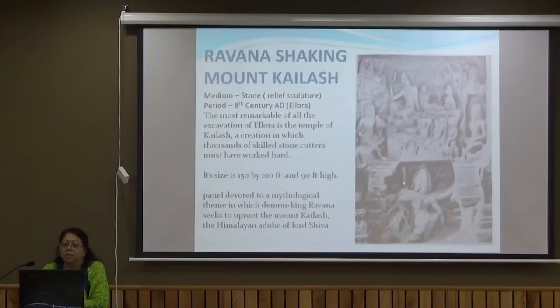Next is Ravana shaking Mount Kailash. Here you could see it is of Ellora, done in the 8th century, and hundreds or thousands of skilled stone cutters have worked here. Ravana is shown here, and he is uplifting the Himalayan abode of Lord Shiva, and Lord Shiva is shown sitting here with his family.